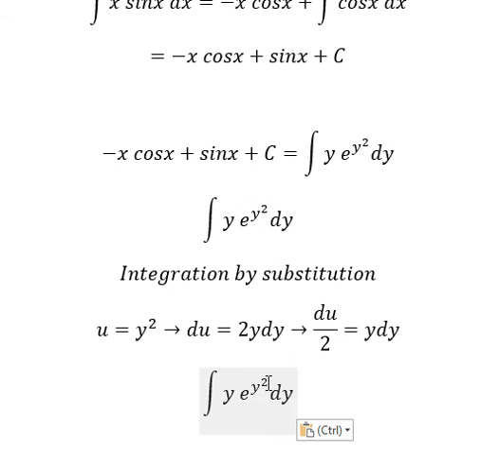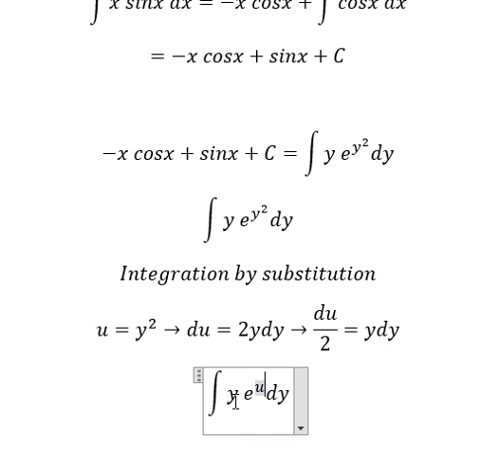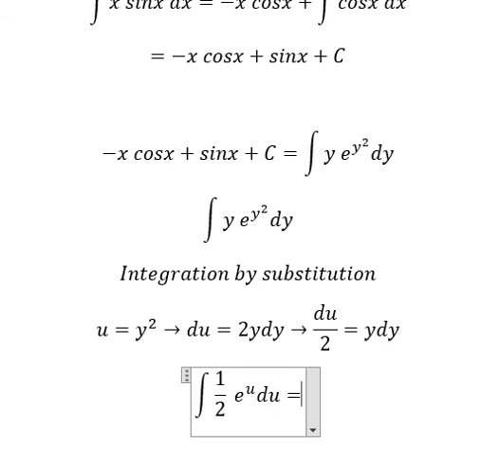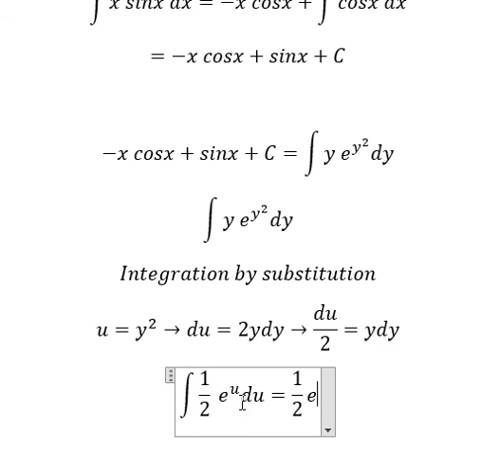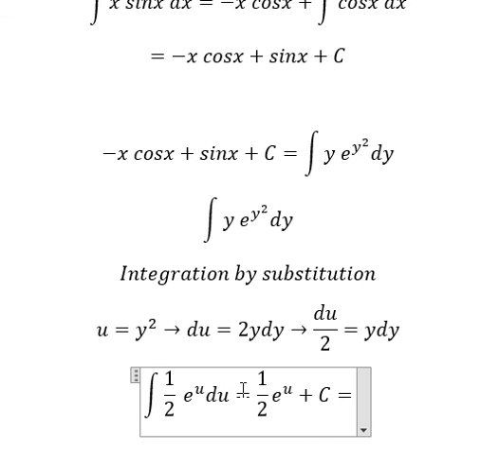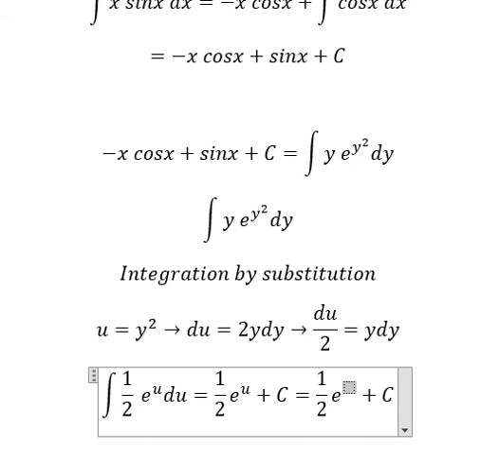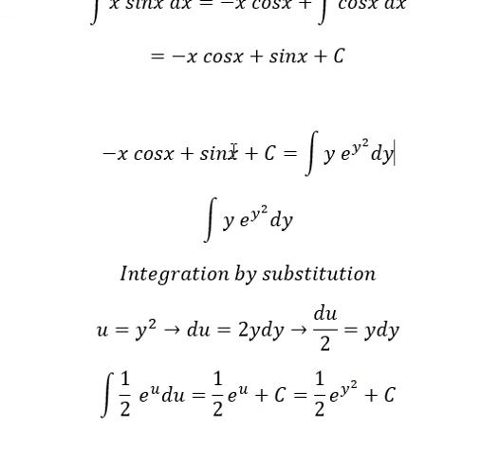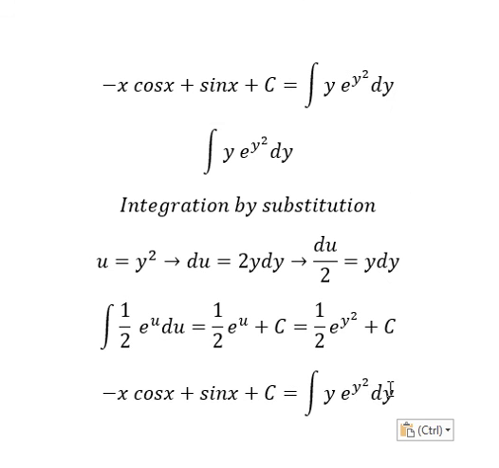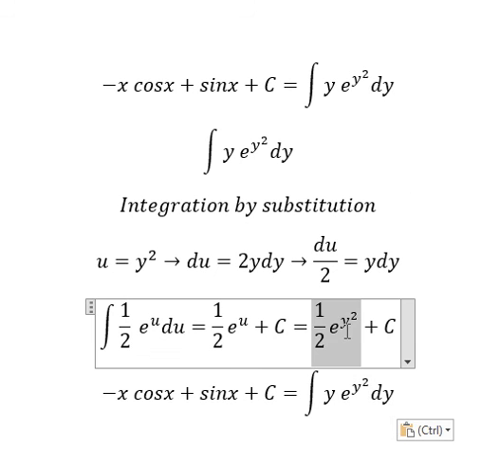So this one we change to u, and y dy we change to this one. And now we have the final answer in terms of u, where u is y squared. So this one is equal to this one.